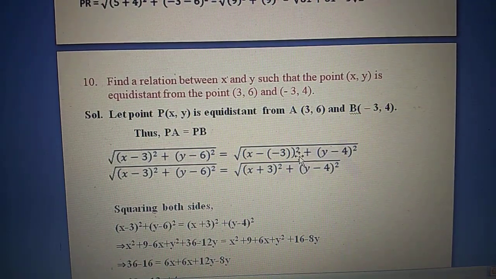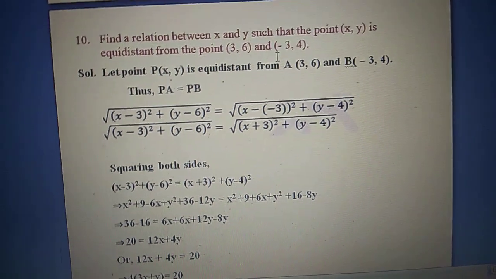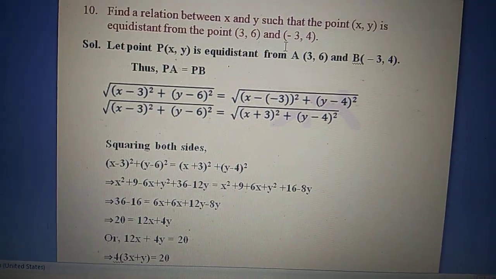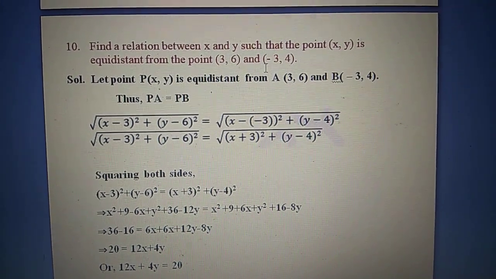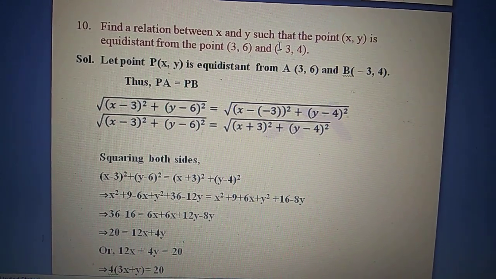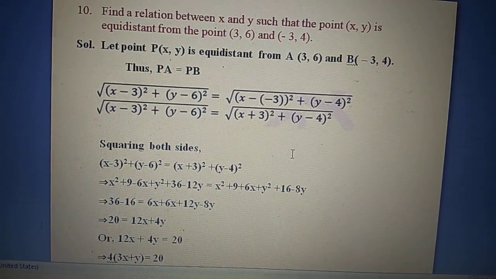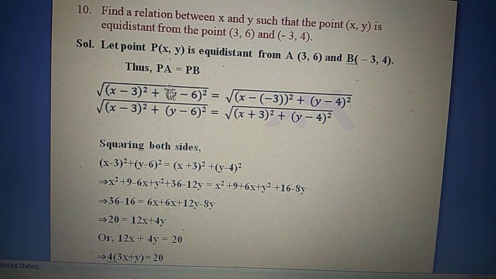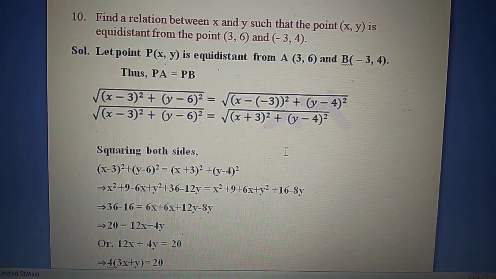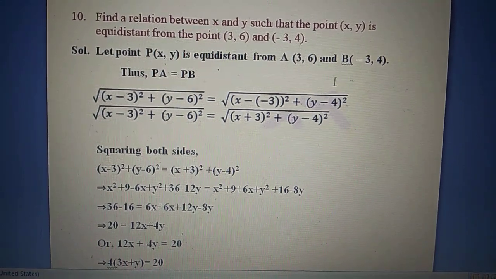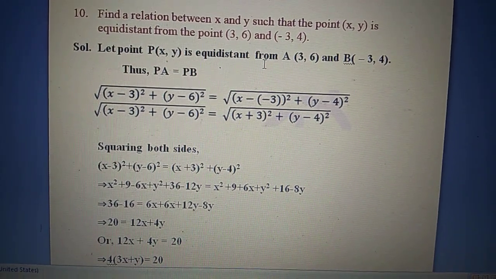Let's move towards question number 10. We have to find a relation between x and y such that the point (x, y) is equidistant from the points (3, 6) and (minus 3, 4). So let us consider the point P (x, y) is equidistant from A (3, 6) and B (minus 3, 4). That is PA is equal to PB. By using the distance formula, PA is equal to under root (x minus 3) square plus (y minus 6) square. And PB is equal to under root (x plus 3) square plus (y minus 4) square. In this question, we have used under root (x1 minus x2) square plus (y1 minus y2) square.